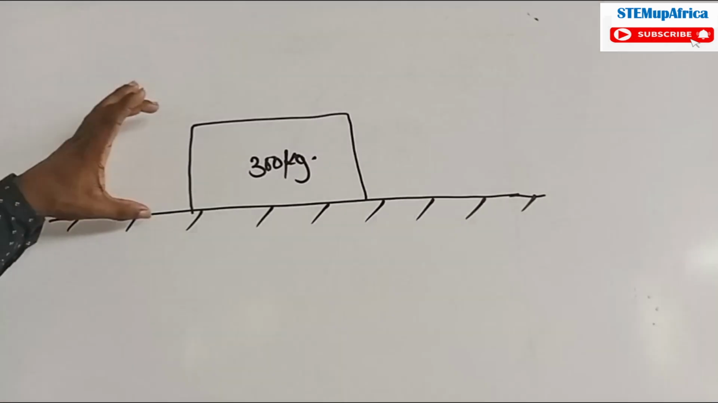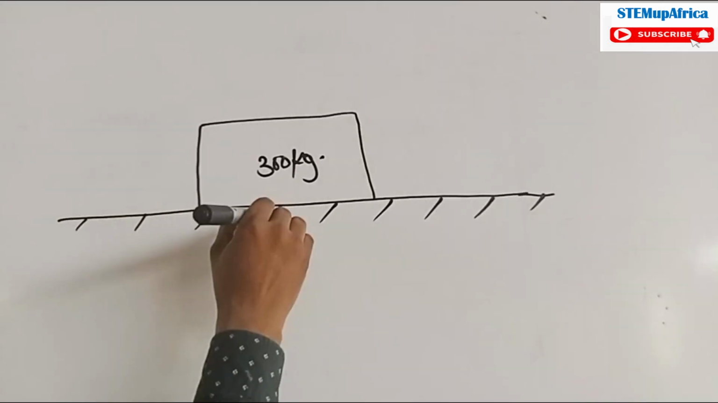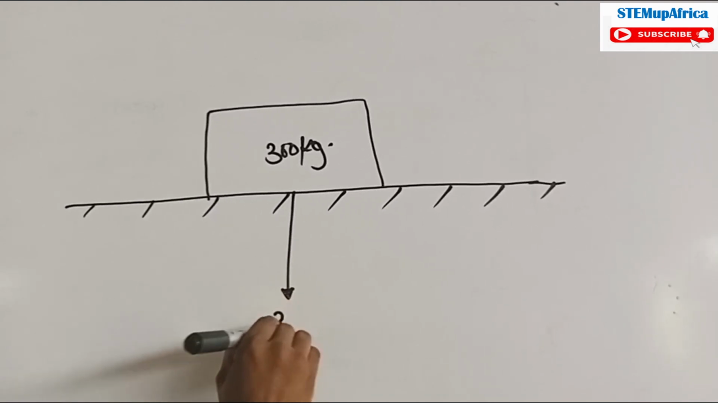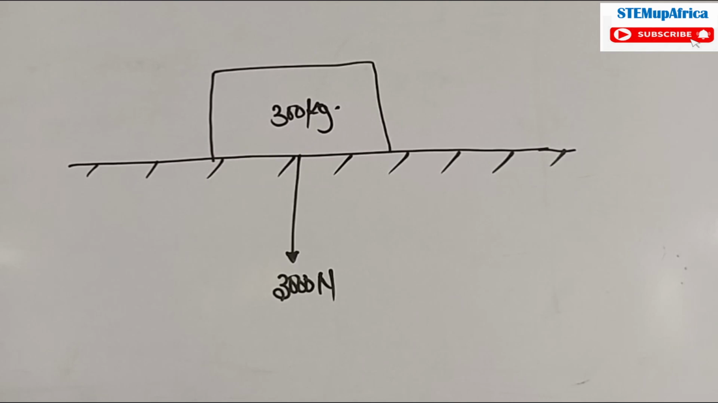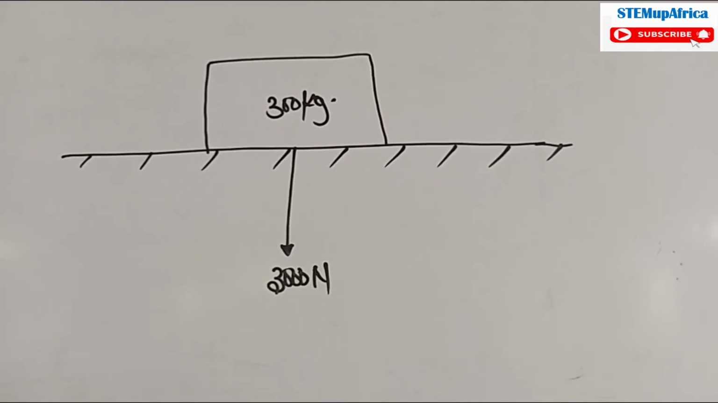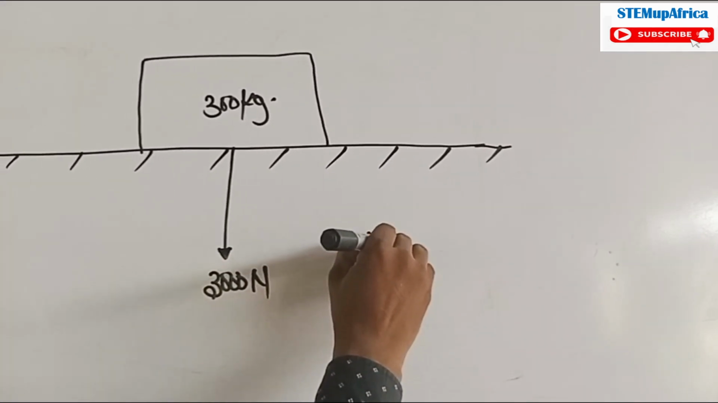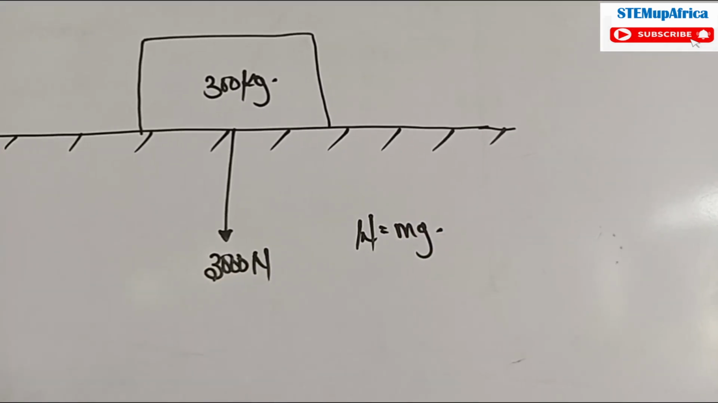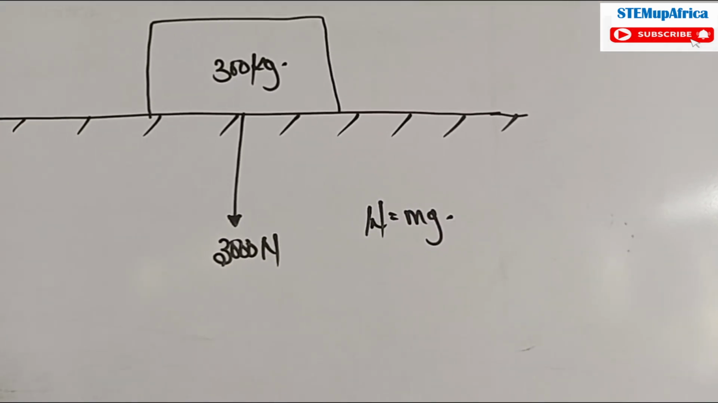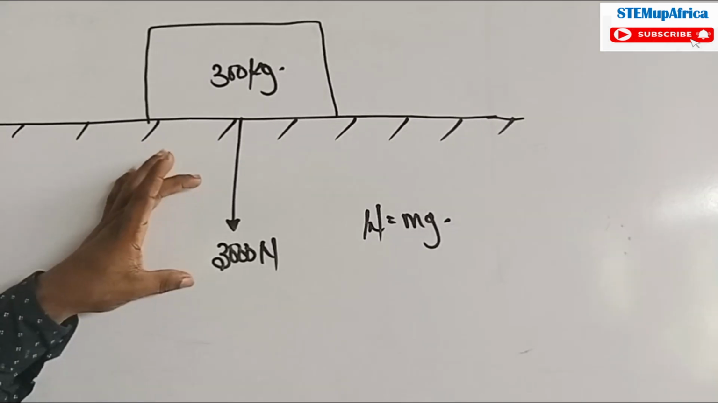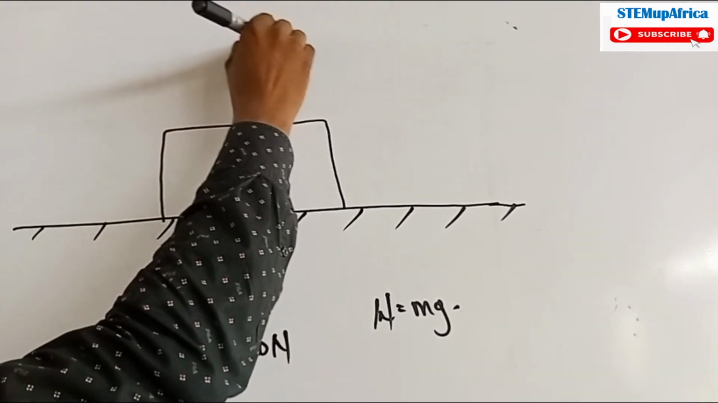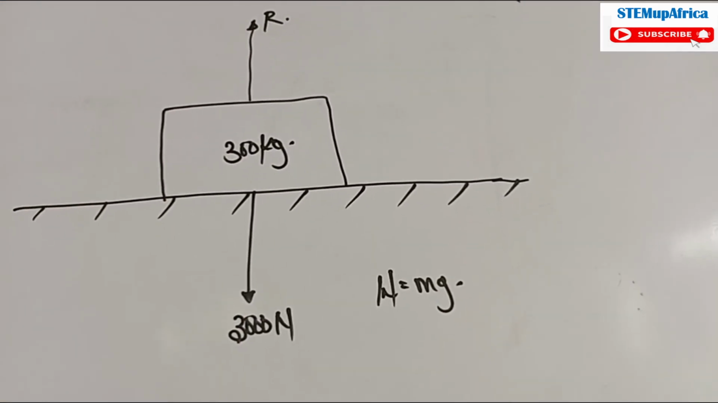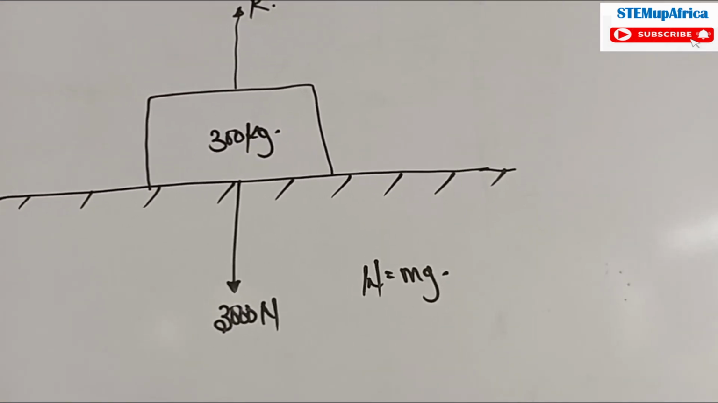So what will now be the weight of this cast? The weight will be 3,000 Newton, because we know weight is mass of a body under the influence of gravity. So weight is always mg. With the weight acting downward, what opposes this weight is the normal reaction. So normal reaction is that force that opposes the weight of a body.